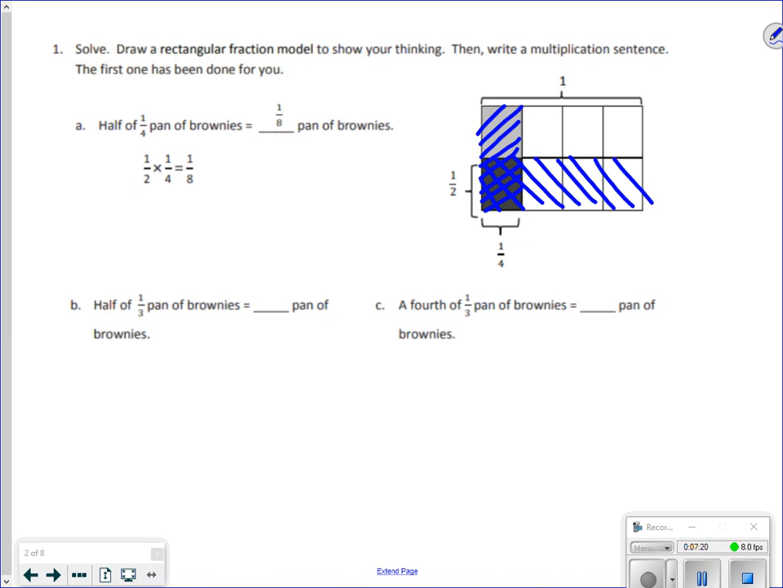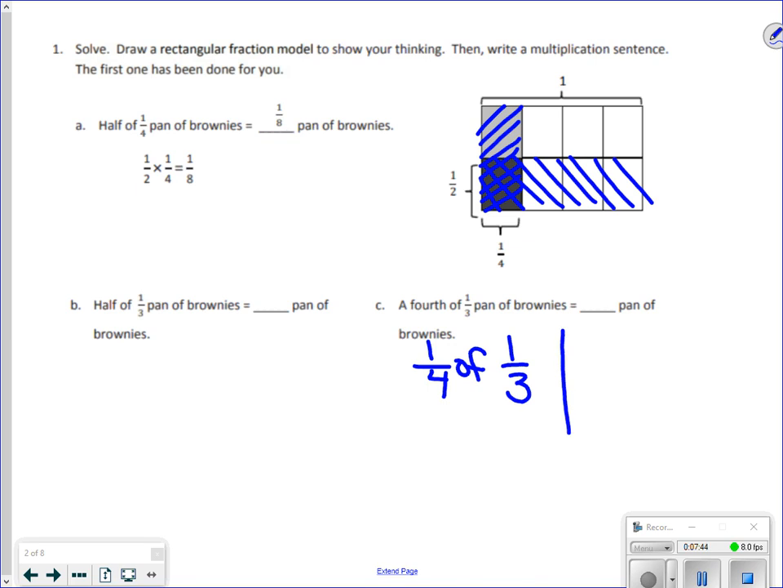So that's the one I just did. So a fourth, 1/4 of 1/3 of a pan of brownies. So I want you guys to do this one with me. 1/4 of 1/3 of a pan of brownies. Now I want you to be aware they're not always going to be a half.